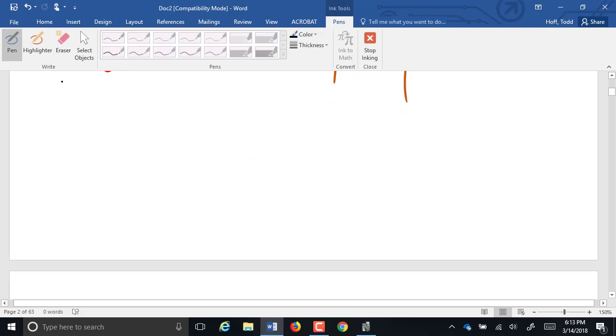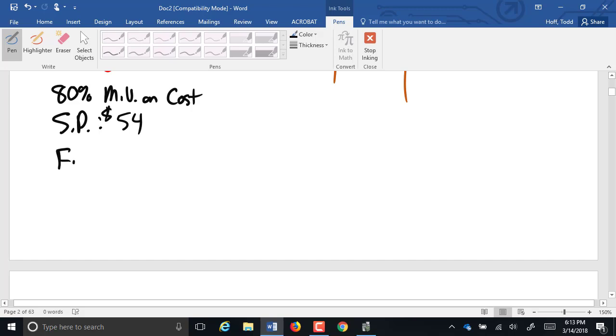So let's say we have an 80% markup on cost. I don't know why I start writing out the whole words all of a sudden. A selling price of $54. Find the dollar amount of the cost. I'm going to give you guys a couple minutes for that.